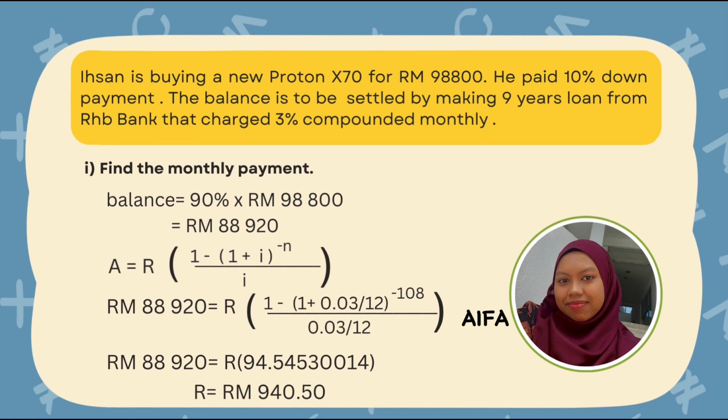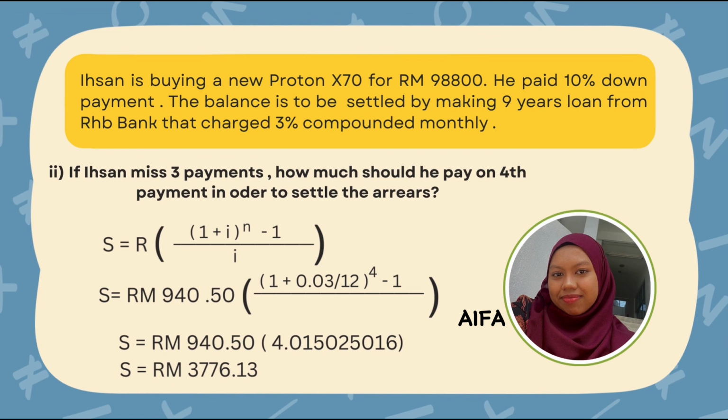First thing we need to do is find the balance after he paid 10% down payment. So our balance is 90% times 98,800 ringgit equals to 88,920 ringgit. After we found the balance, we need to put all the information given in the formula. So 88,920 ringgit equals to R brackets 1 minus 1 plus 0.03 over 12 power of negative 108 over 0.03 over 12. So the final answer is R equals to 940 ringgit 50 cents.